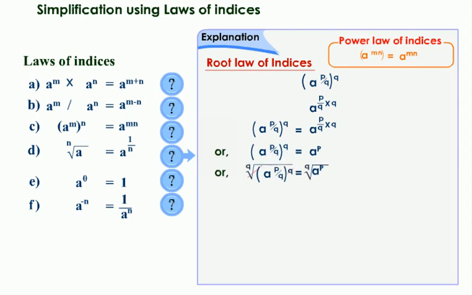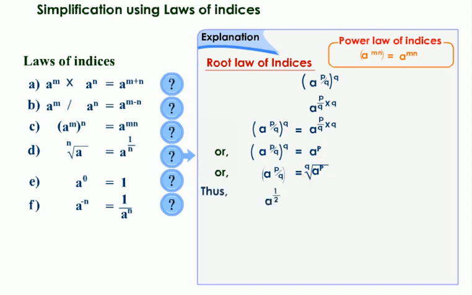Taking the qth root of both sides, we get a^(p/q) equals the qth root of a^p. Thus, a^(p/q) is equal to the qth root of a^p.